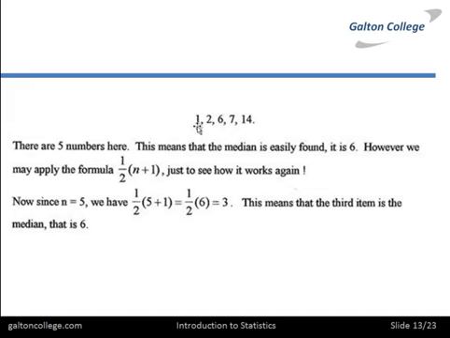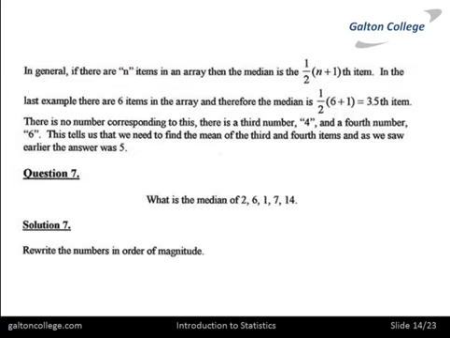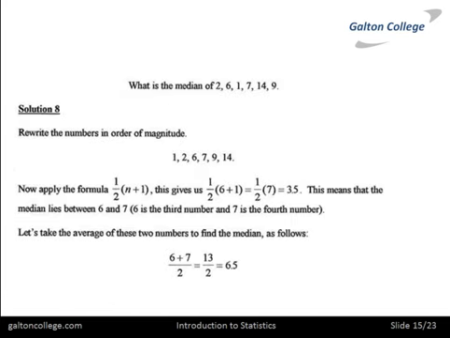Now count. 1, 2, 3. So the median is 6. So this 3 here is the third number along. 1, 2, 3. Well, we can apply the same formula. Now, have a look at another example.